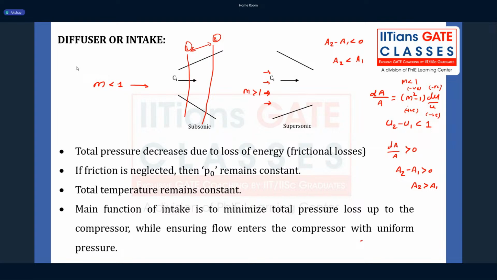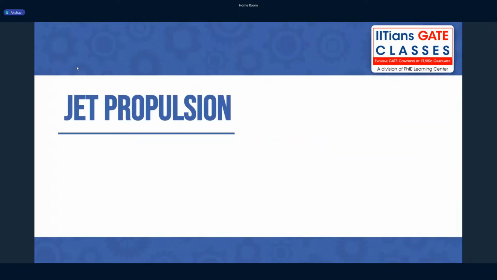We are increasing the pressure and all, but that is not the primary purpose of a diffuser. The primary purpose of a diffuser is to have a uniform flow at the entry of a compressor, because if I take an entire engine, let me go to the previous slide so that I can get better space. So here you see, if I take an engine as a whole, right?